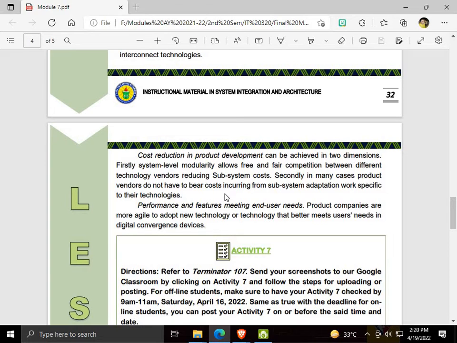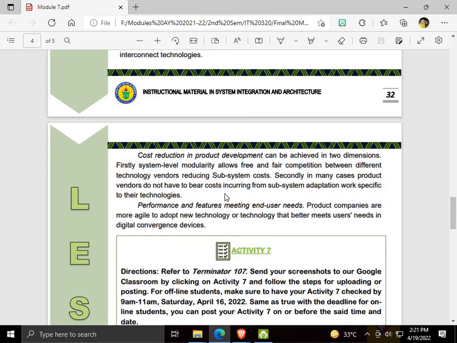So the first, system level modularity, this is the free and fair competition. Meaning, they are marketing their products, and expectedly, based on your evaluation or your needs, or whatever the reasons for buying a phone, that will be the basis why you are buying that phone. So the second, in many cases, product vendors do not have to bear cost. That means less cost, less expensive products. Less cost means cheaper, but it doesn't mean the quality is inferior. Going back 5 years ago, I think there is a vast major improvement in terms of phone technology.